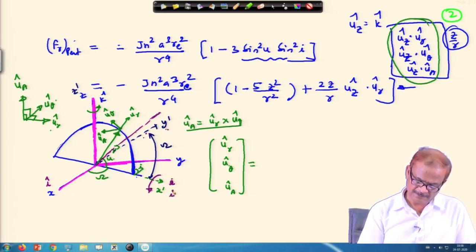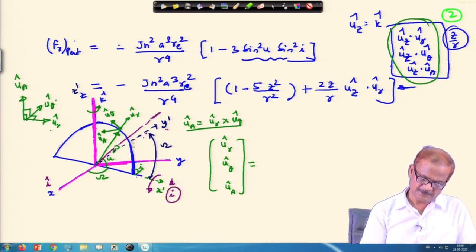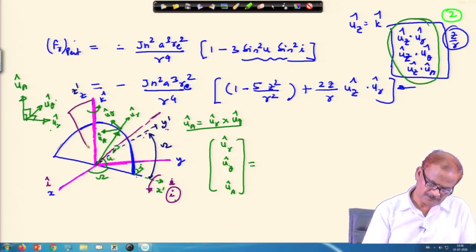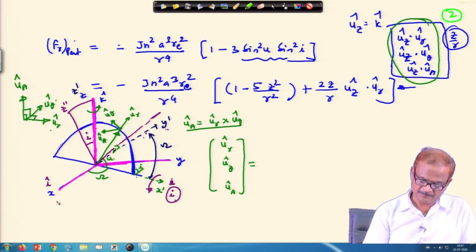by I angle. Okay, so y goes to the plane of the orbit, and then in the plane of the orbit again, once we rotate here, this will also rotate from this place to this place by I angle. So this is your z double prime, and y double prime will come in the plane of the orbit. So remember that by doing so your I remains here in this place.